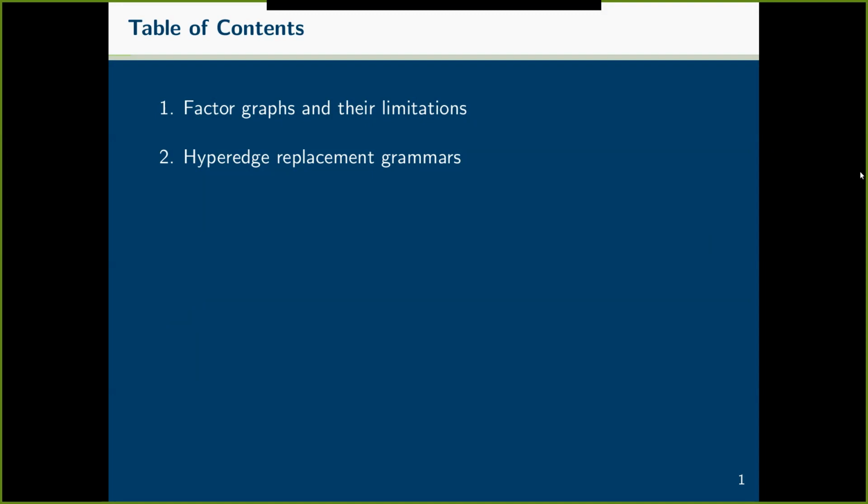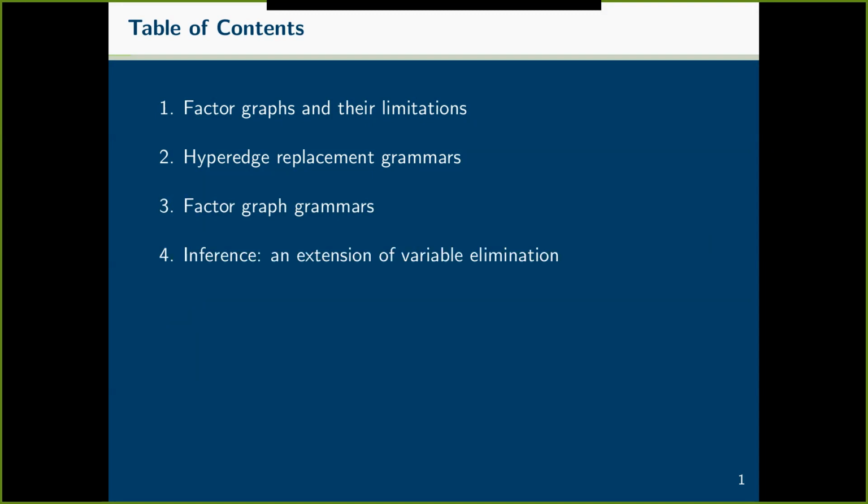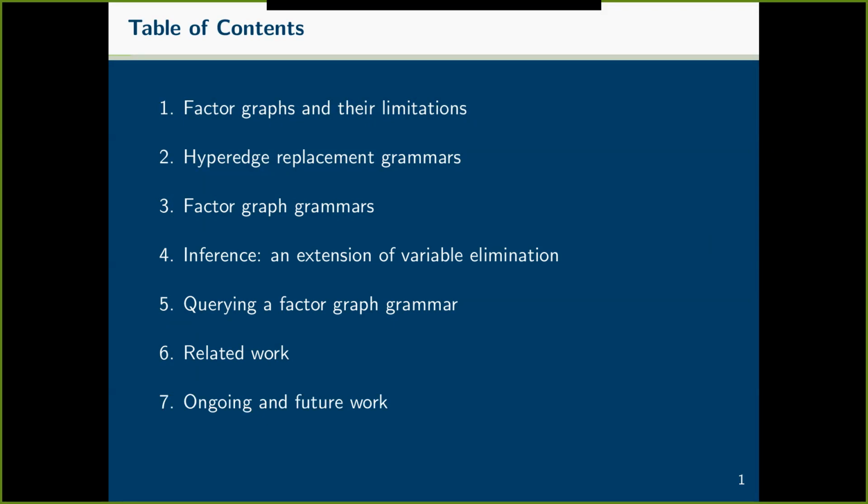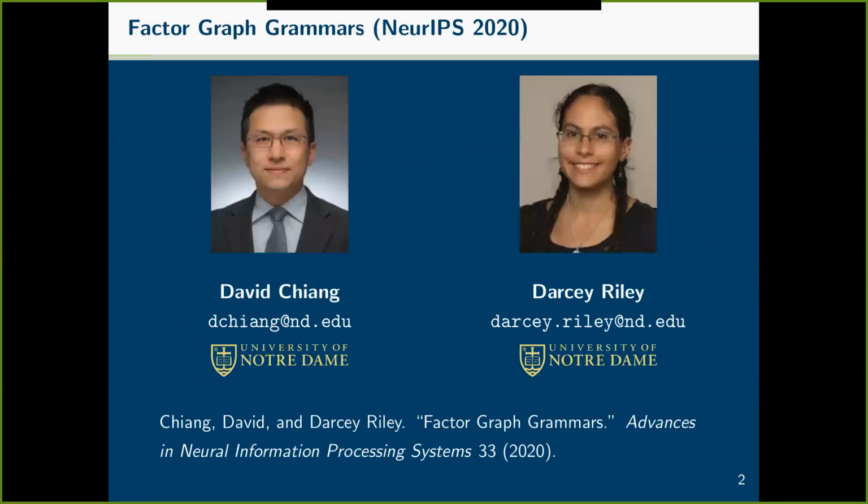And once we've defined hyperedge replacement grammars, then I'll show you factor graph grammars. And then I'll show you one of the inference algorithms from our paper, which is an extension of variable elimination to factor graph grammars. And then I'll talk about a method that we've developed for querying a factor graph grammar. And finally, I'll briefly mention some related work and talk about some ongoing and future work that we're doing. All the content in this talk is based on a paper that my advisor and I published in NeurIPS last year. So if you're interested in any of the formal details, please check out this paper.